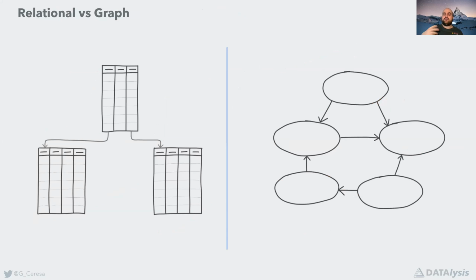Some examples, or actually before the example, let me position a graph compared to a relational database. Most of you probably know relational databases. So you have a bunch of tables, you have joins between those tables.